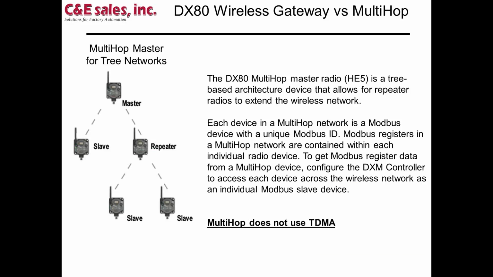The second network type would be multi-hop. Multi-hop allows for repeaters, so it's more of a tree network as opposed to a star network. So it's going to allow for a repeater to be in between the master and a slave. So master can read repeater, repeater can read slave. So it gives you a little more range, but this does not support TDMA.